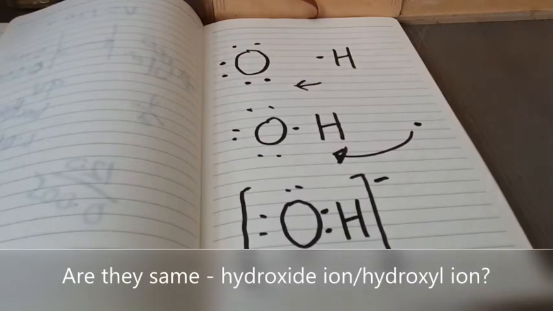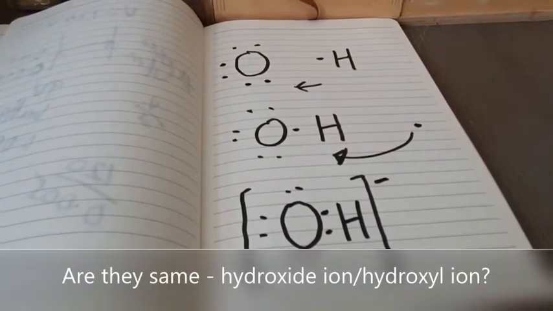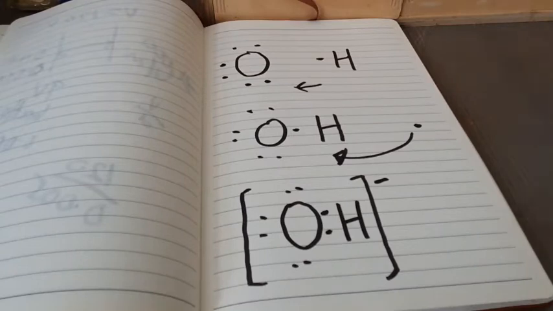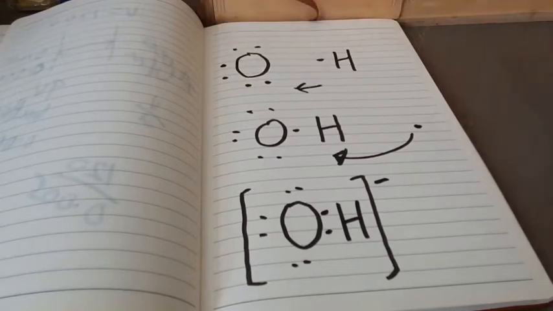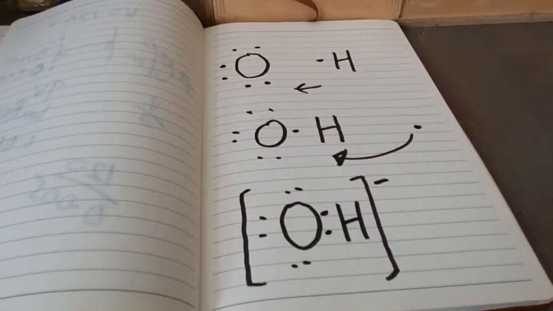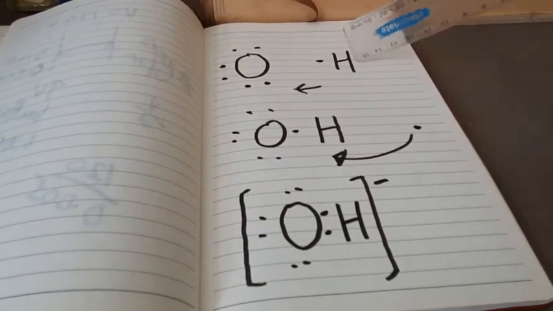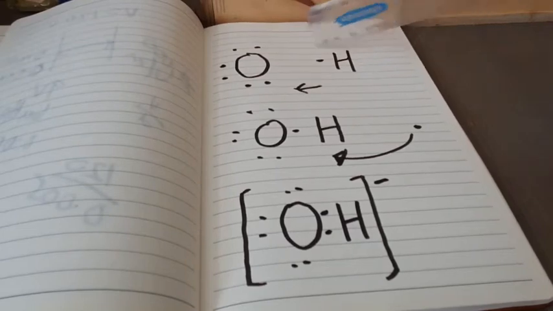Okay, so I'm going to talk about the hydroxide ion or hydroxyl ion. They're basically the same, the hydroxide and the hydroxyl. All right, so let me talk about this. Here the oxygen atom is in group 6, so you've got 6 electrons in the outer shell, and the hydrogen has 1 electron. So what happens when you put them together?